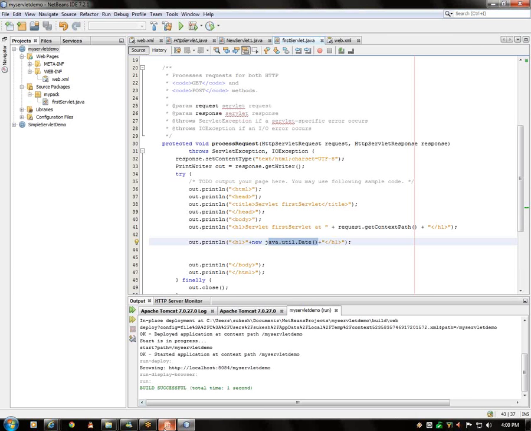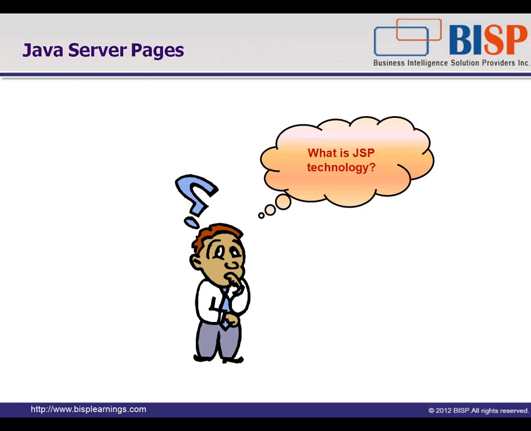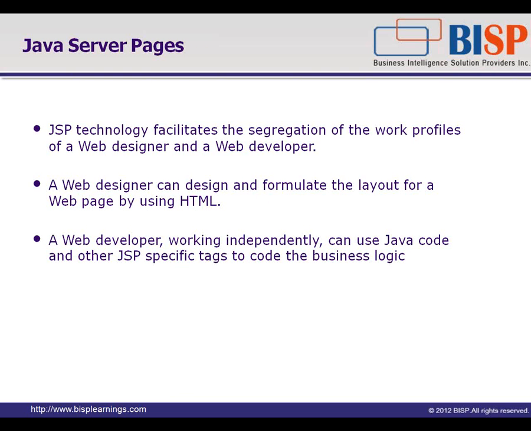Second part here is about Java Server Pages. We call it JSP. JSP is a server-side programming technology that is used to generate dynamic web pages. The JSP technology facilitates the segregation of the work profile of a web designer and a web developer. A web designer can design and formulate the layout for a web page by using HTML, whereas a web developer working independently can use Java code and other JSP specific tags to code the business logic.